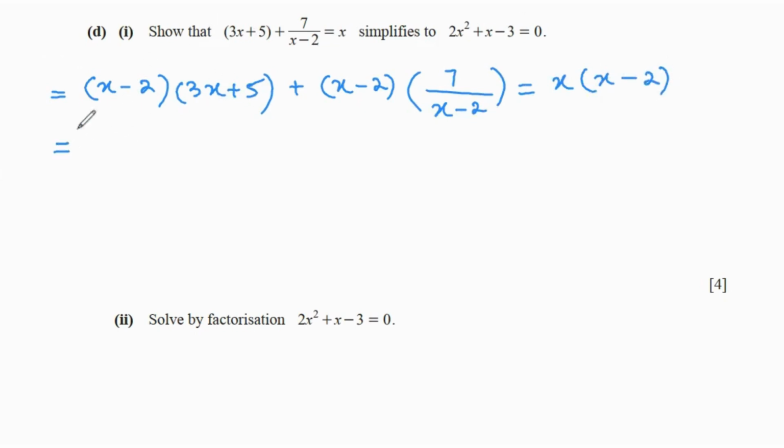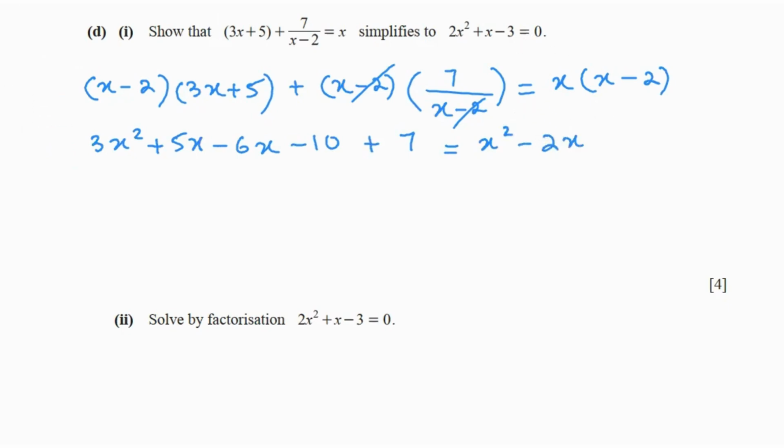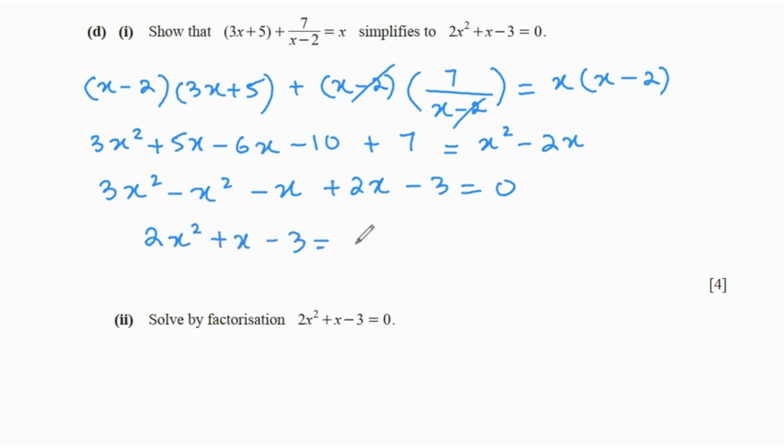X minus 2 times 3x plus 5 is going to be 3x squared plus 5x minus 6x minus 10 plus 7, because the x minus 2 gets cancelled out. And this would be x squared minus 2x. Then we bring everything on one side. So 3x squared minus x squared minus x plus 2x minus 3 equal to 0. That's 2x squared plus x minus 3 equal to 0. It is exactly the same as what we have in the question.